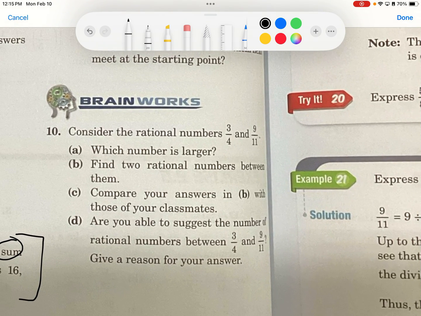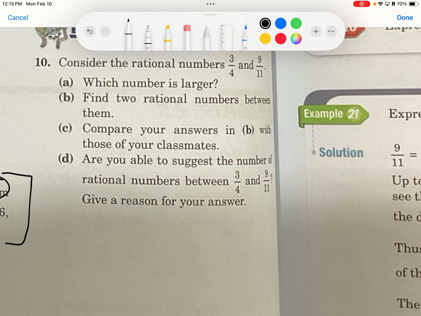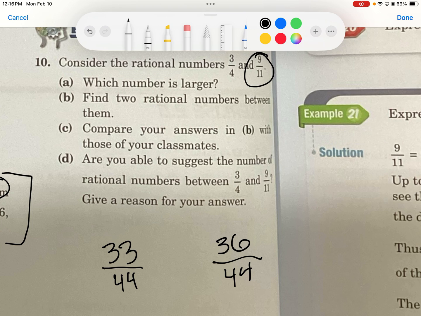All right, come look at this, guys. Consider the rational numbers 3/4 and 9/11. Which is larger? Well, let's do the least common multiple, which would be 44. 4 times 11, so 3/4 times 11 is 33 over 44, and 9/11 times 4 is 36 over 44. So 9/11 is larger.